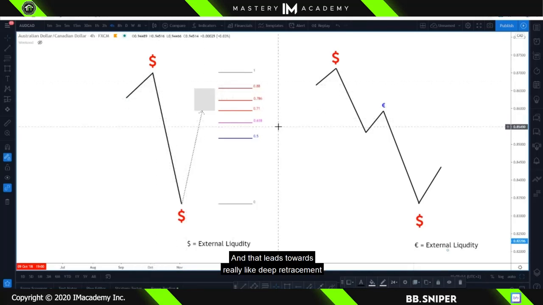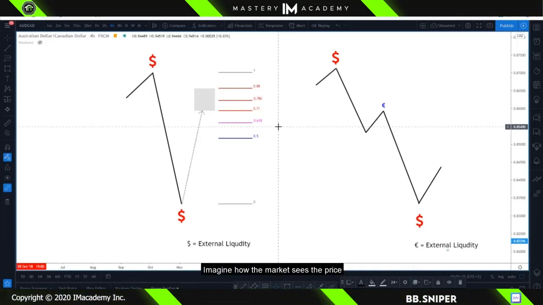And that leads towards a really deep retracement, because the market, when it is giving us a retracement, is kind of searching for orders in an area where there is a really good place to get in, meaning that they're kind of buying contracts for cents instead of dollars, because they're going into the environment of a deep retracement. It's kind of like a discount area.